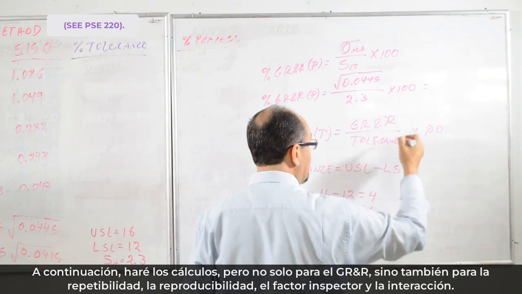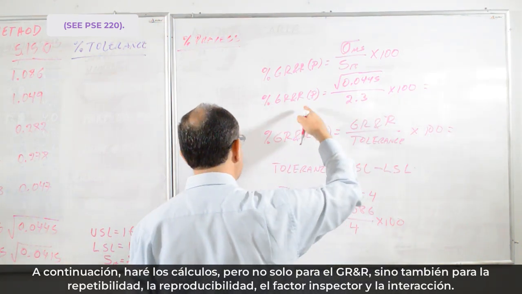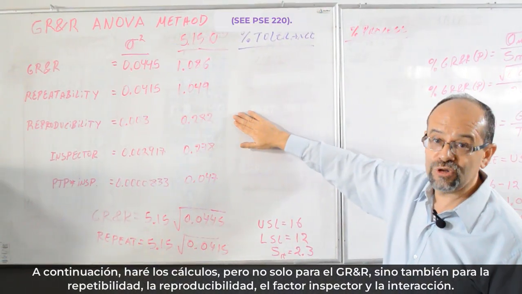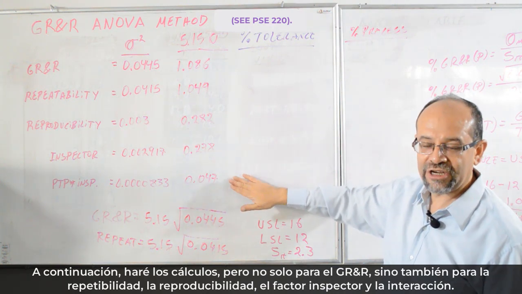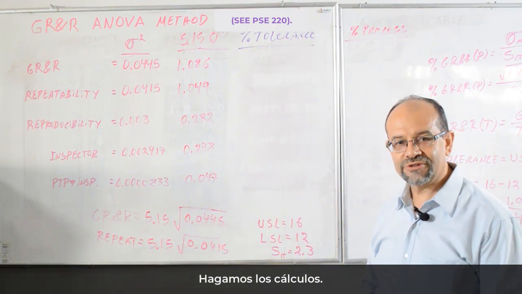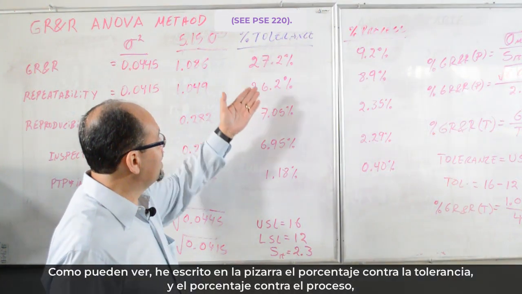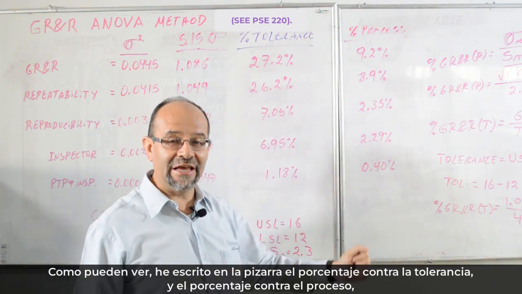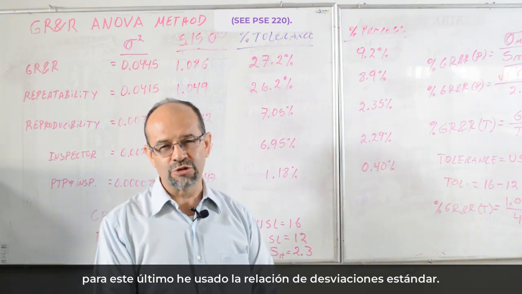Well, let me do the calculations not just for the GR&R, but also for repeatability, for reproducibility, and of that for the inspector and the interaction. Let's do the calculations. Well, here we have the percentage against tolerance and percentage against process, using the ratio of standard deviations.